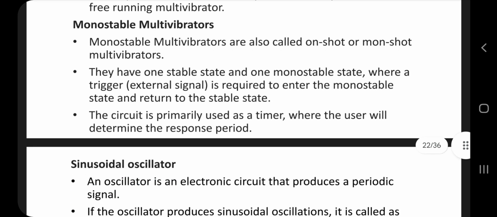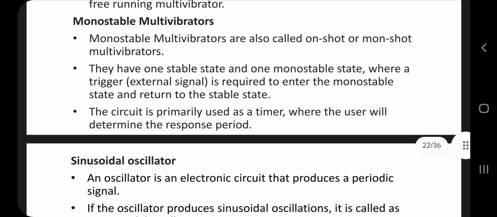Monostable multivibrators. Monostable multivibrators are also called one-shot or mono-shot multivibrators. They have one stable state and one monostable state, where a trigger, that is an external signal, is required to enter the monostable state and return to the stable state. The circuit is primarily used as a timer, where the user will determine the response period.